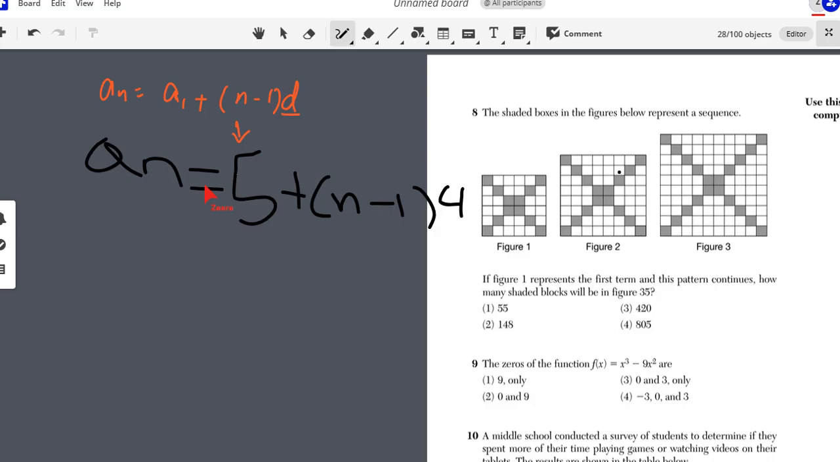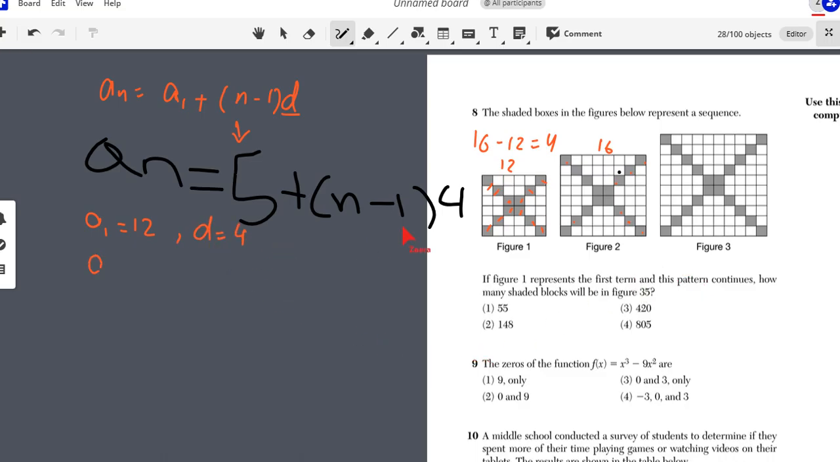Okay. So the question was the shaded boxes in the figure below represent a sequence. Figure 1 represents the first term and we are looking for the shaded boxes. So they are 1, 2, 3, 4, 5, 6, 7, 8, 9, 10, 11, 12. So a1 is 12. Look at the common difference: 1 through 16, and this is 12. So 16 minus 12 is 4. So common difference d is 4.